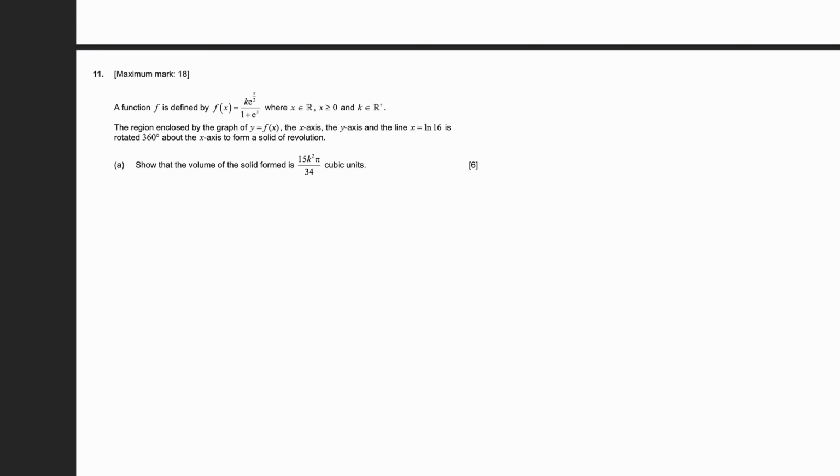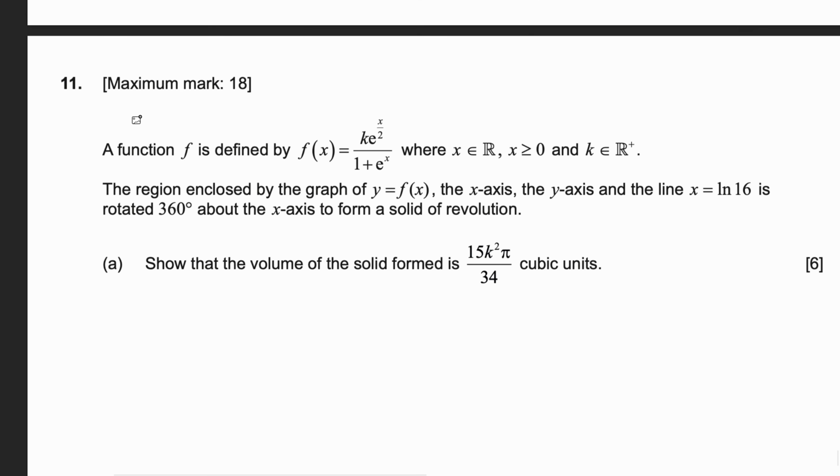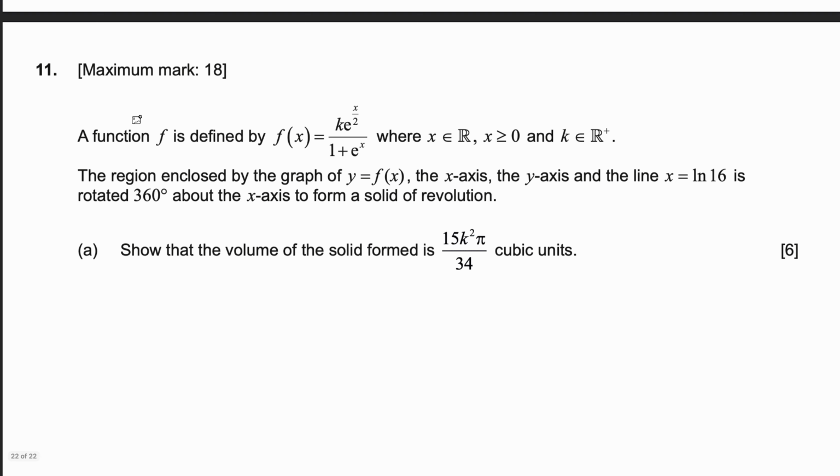So this is question number 11. We're told that a function f is defined by f of x equals ke to the power of x over 2, over 1 plus e to the power of x, where x is a real number and is greater than or equal to 0. The region enclosed by the graph of y equals f of x, the x-axis and the y-axis, and the line x equals ln of 16 is rotated 360 degrees about the y-axis to form a solid of revolution.